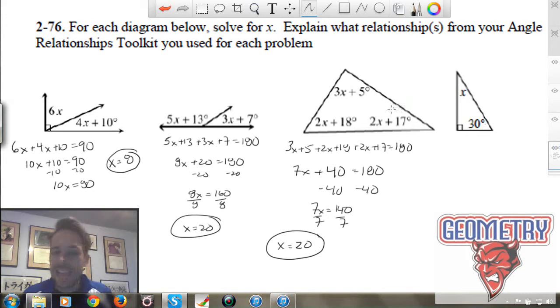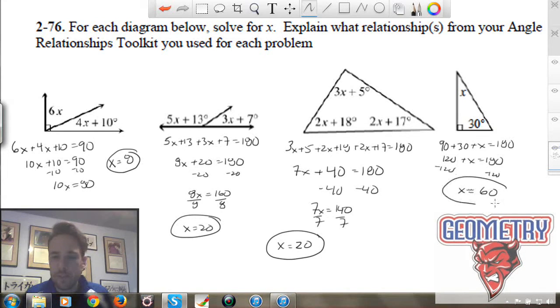Fourth problem is exactly the same as the previous one. Right? The three angles in this triangle add to 180. The three angles in this triangle add to 180. So we have 90 plus 30 plus x equals 180. 120 plus x equals 180. And when we move 120 to the other side, we get x to equal 60.